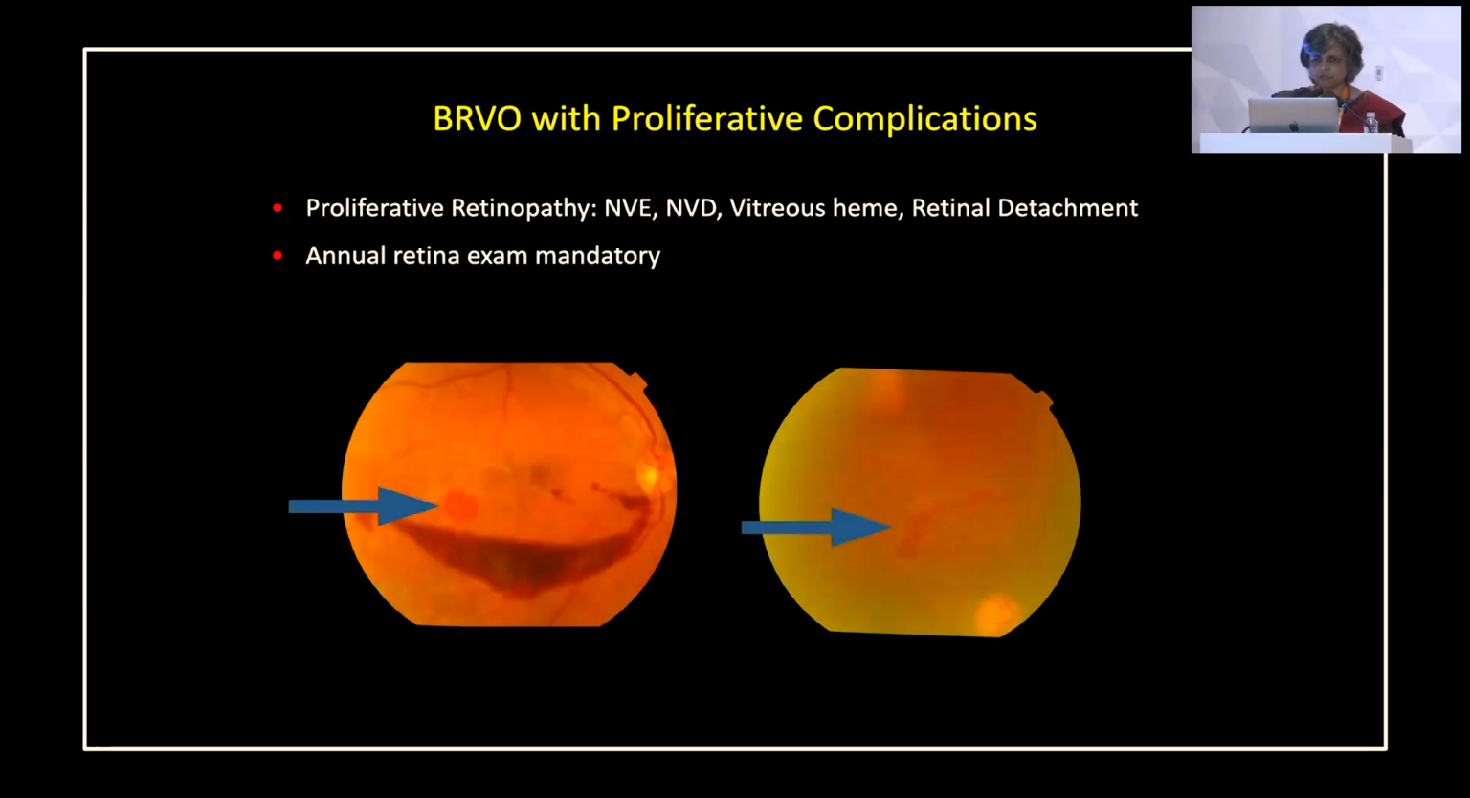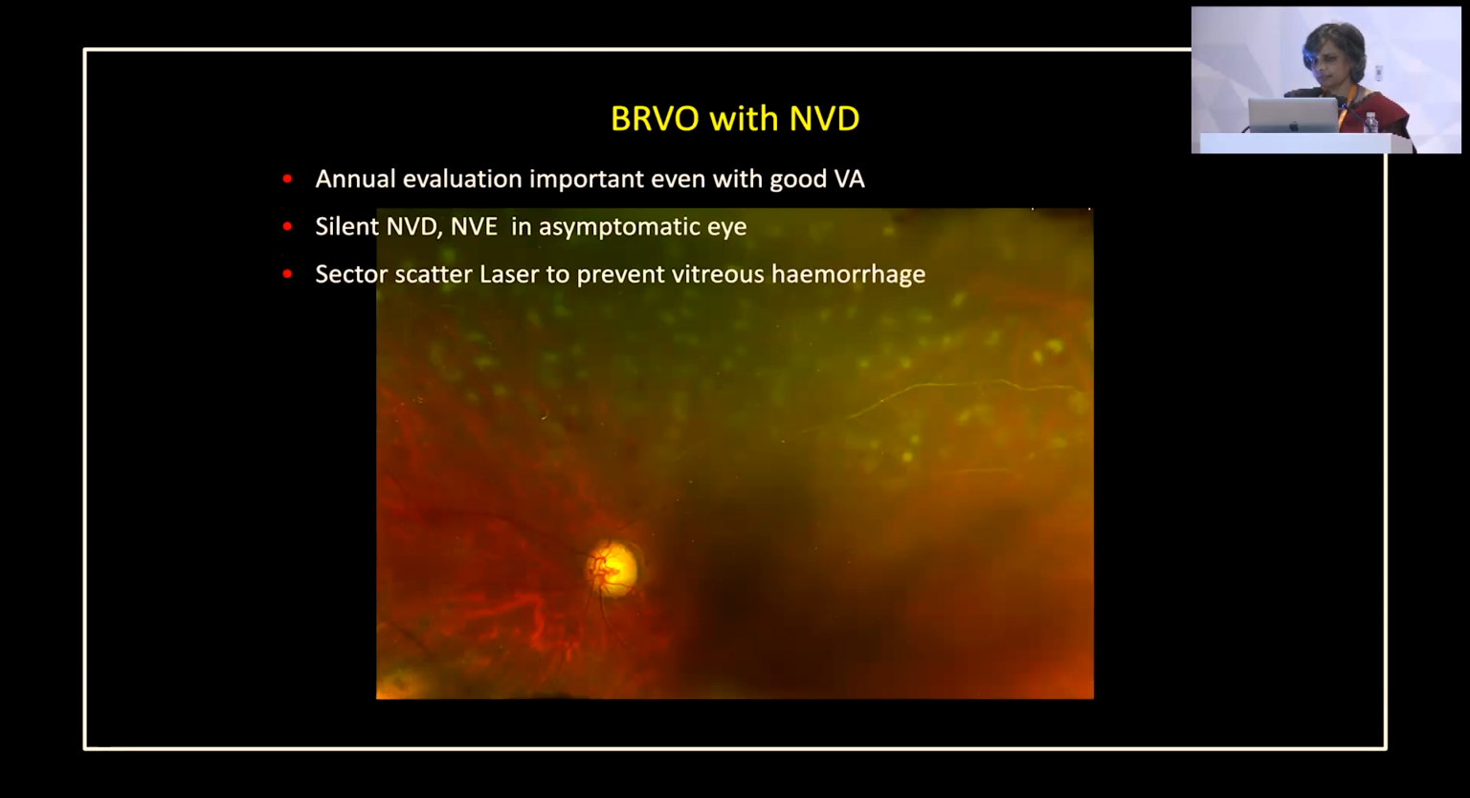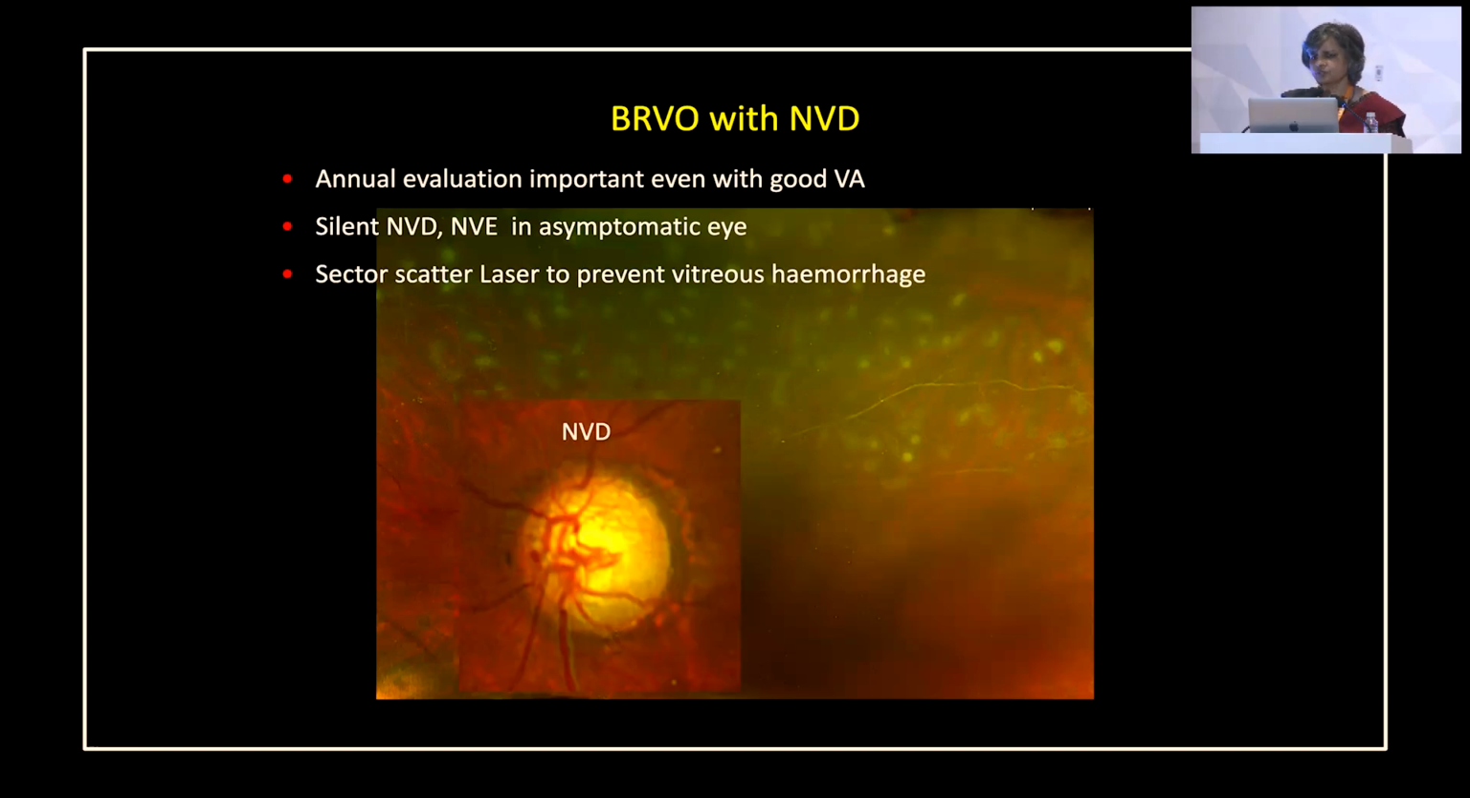Proliferative complications with BRVO are also common. You see silently sitting NVE, NVD. So annual retina exams for a BRVO are very important, for any RVO, but also BRVO. And if you see these new vessels on the disc which are silent, you have to start immediately.